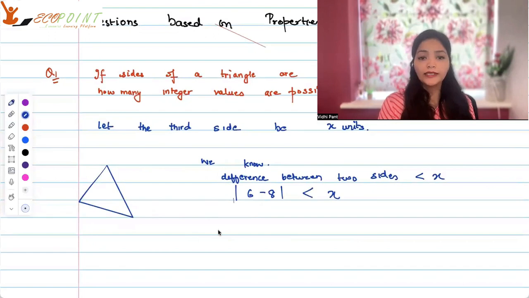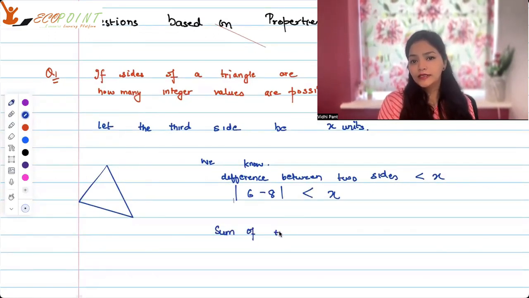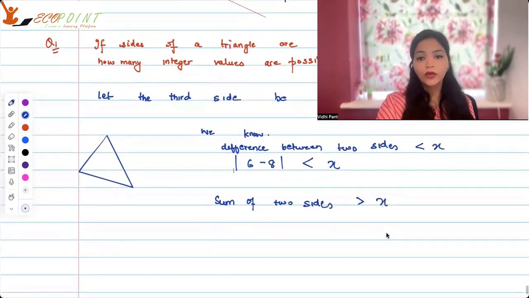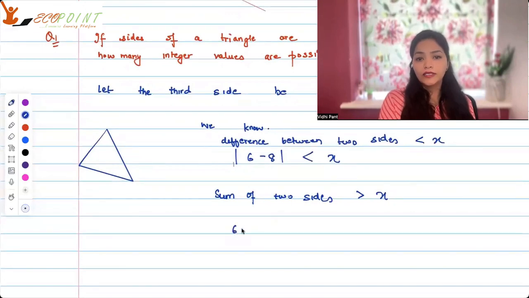Also, we know that the sum of two sides is always greater than the third side, right? So we will apply that also. So 6 plus 8 is greater than x. From here we get 2 is less than x, and from here we get 14 is greater than x.